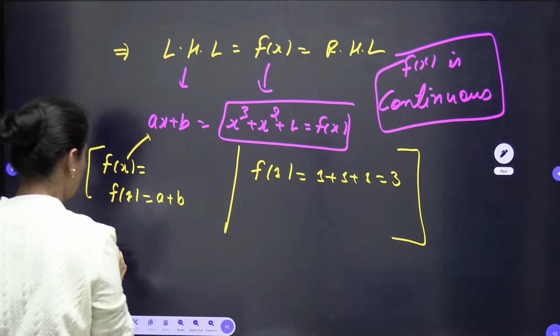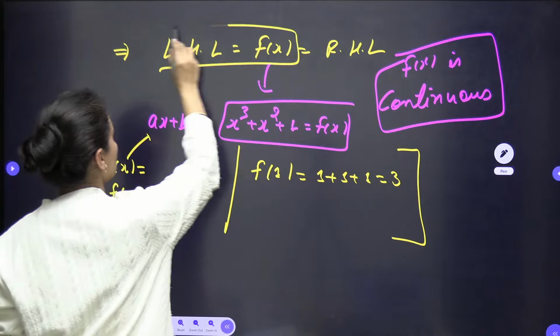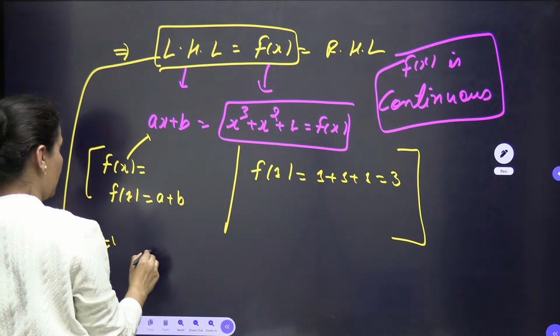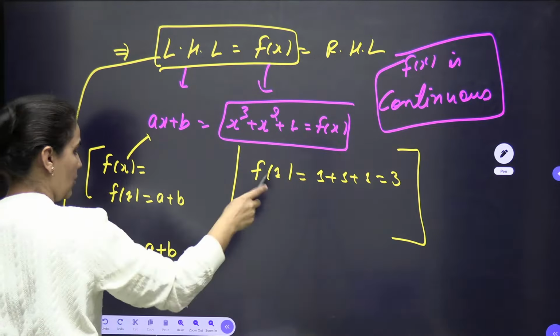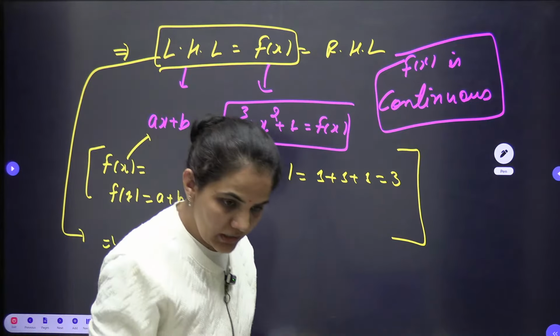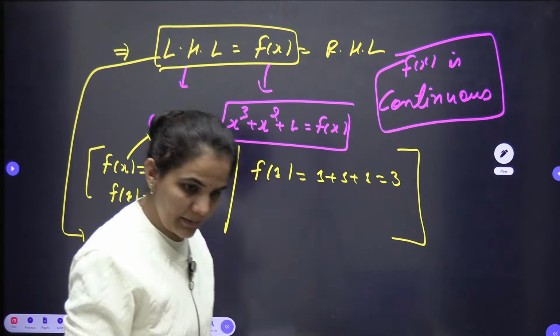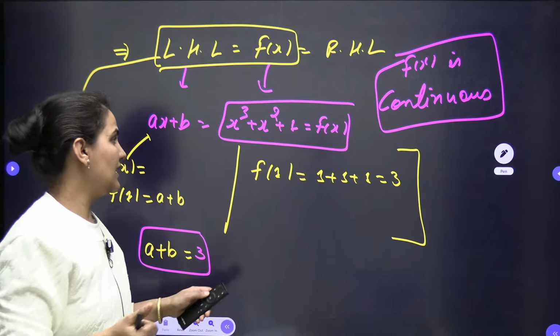So we can use it like this: left hand limit equals function, where the left hand limit is a plus b, and that equals 3. This we got as the first equation. Very good, well done, who's that? Rohit, yeah, exactly. So we can go with the second one as well.